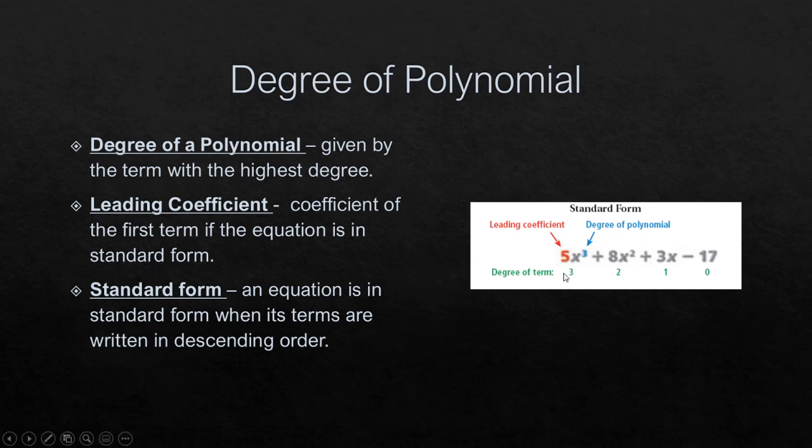So I have an example here. 5x cubed plus 8x squared plus 3x minus 17. This is in standard form because we go cubed, squared, to the first power, and then no variable. So the degree of this monomial is 3. The degree of this monomial is 2. The degree of this monomial is 1. This one is 0. So the degree of the polynomial is 3 because that is the highest degree. And the leading coefficient is 5. It is the first coefficient in this chain of monomials that make up a polynomial.